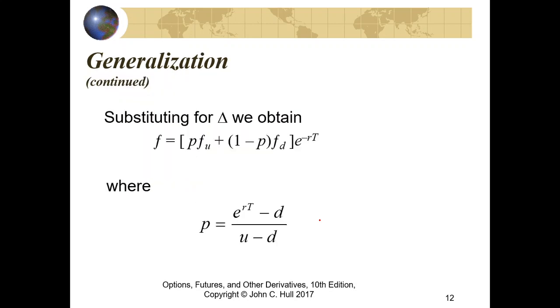Okay? Now, let's define the variable p to equal e to the power of RT minus d, divided by u minus d. So, just a variable, we define it this way.